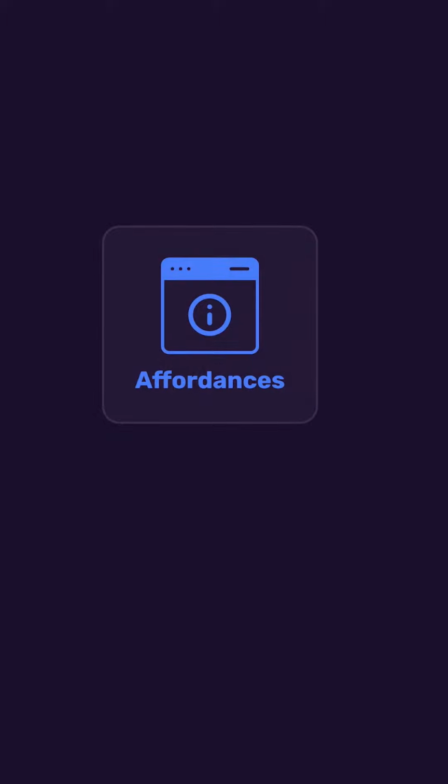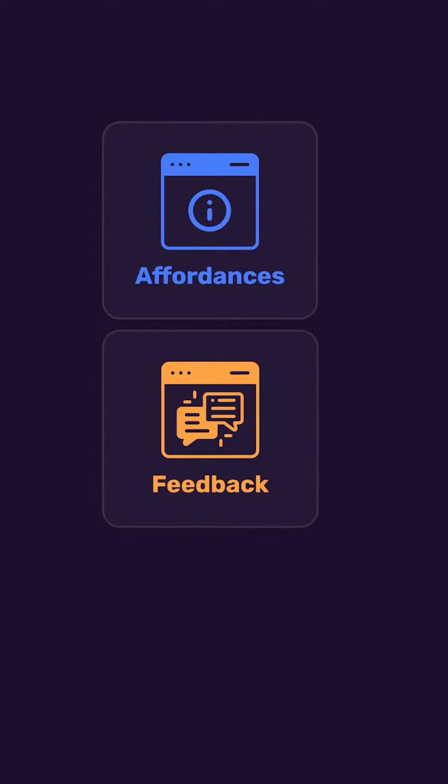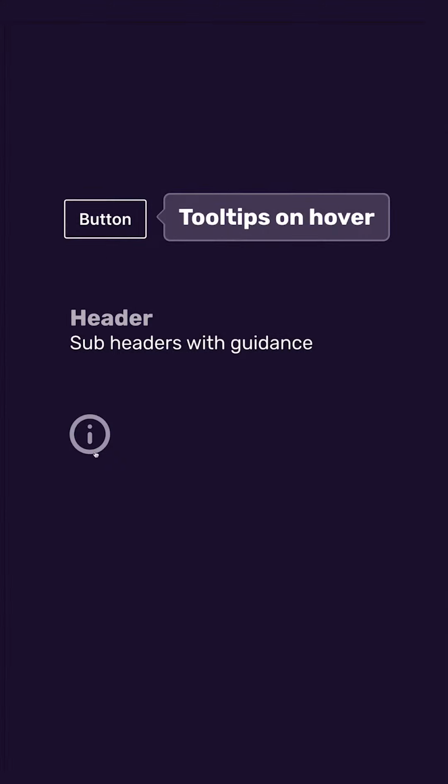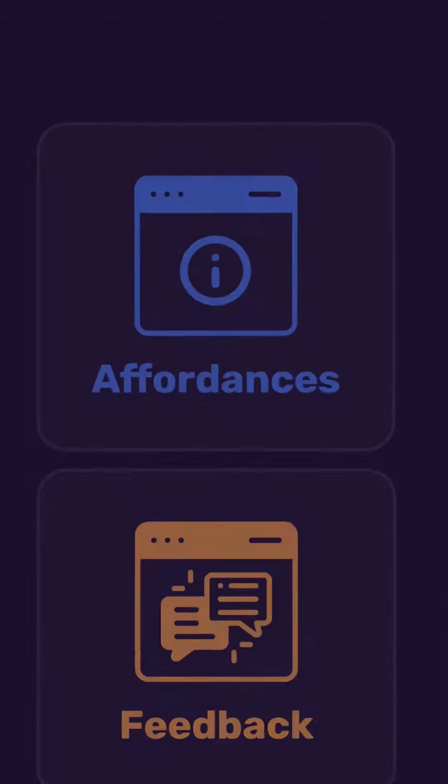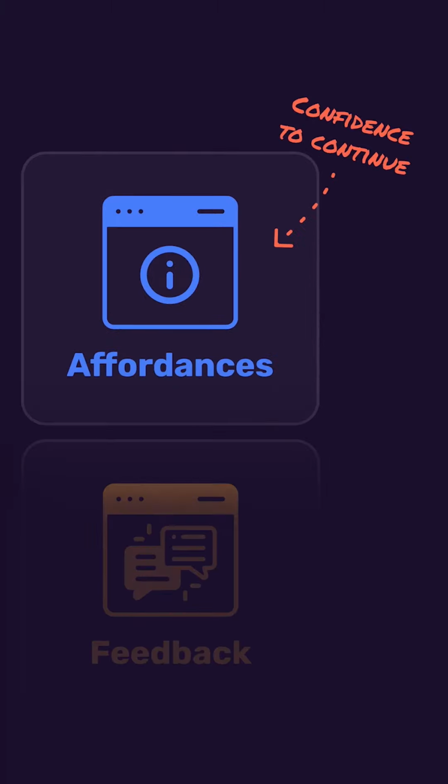There's two huge UX design topics: affordances and feedback. If you use these well, you'll have an insanely easy to use product. Affordances are things like tooltips, subheaders, and those little eye circles that you see sometimes. These help guide users on what interaction points are going to do.